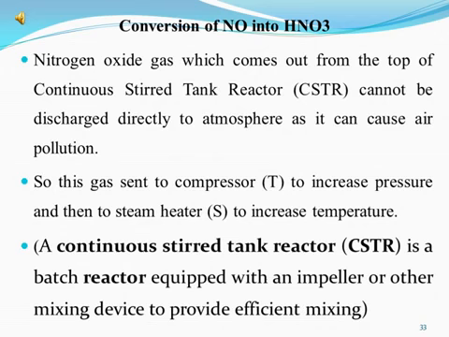Conversion of nitric oxide into hydrogen nitrate. Nitrogen oxide gas, which comes out from the top of the continuous stirred tank reactor CSTR, cannot be discharged directly to the atmosphere, as it can cause air pollution. A continuous stirred tank reactor CSTR is a reactor equipped with an impeller or other mixing devices to provide efficient mixing.